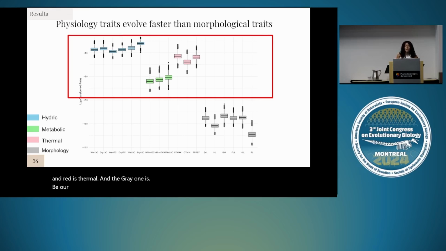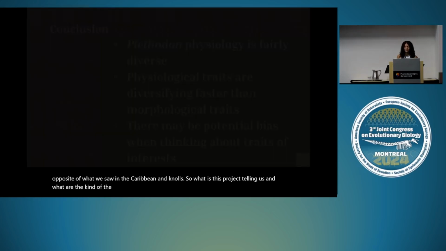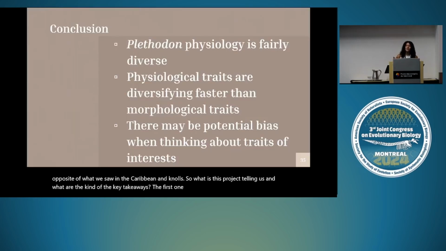So when we look at them all together, we see that the physiological traits are evolving faster than the morphological traits, which is essentially the opposite of what we saw in the Caribbean anoles. So what is this project telling us, and what are the key takeaways? The first one is that the Plethodon physiology is fairly diverse, right?